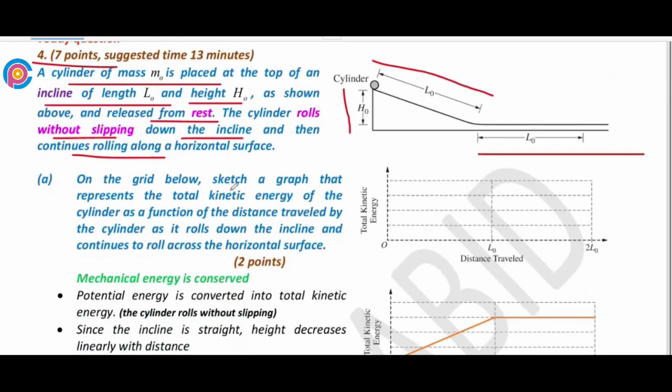On the grid below, sketch a graph that represents the total kinetic energy of the cylinder as a function of distance traveled by the cylinder as it rolls down the incline and continues to roll across the horizontal surface. Okay, this is the provided grid.